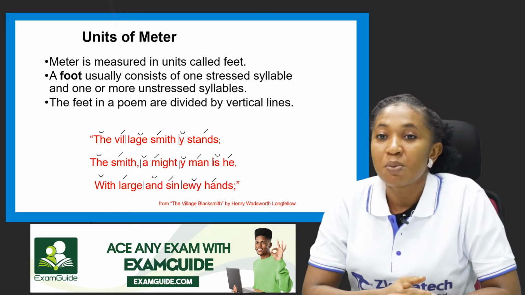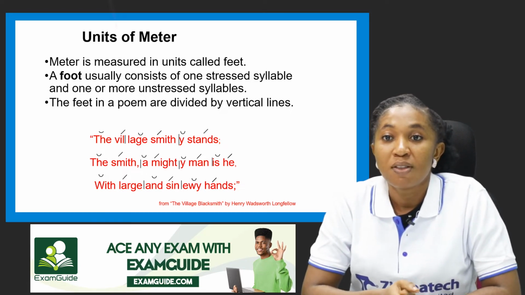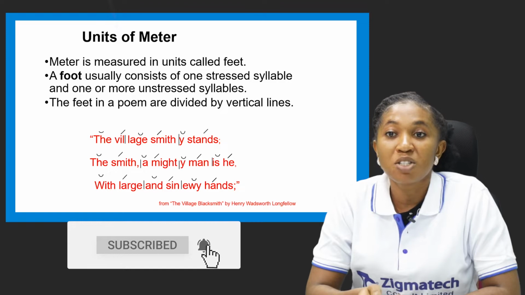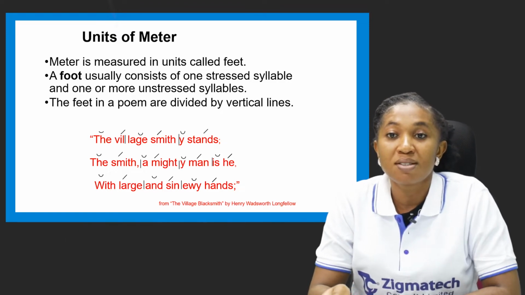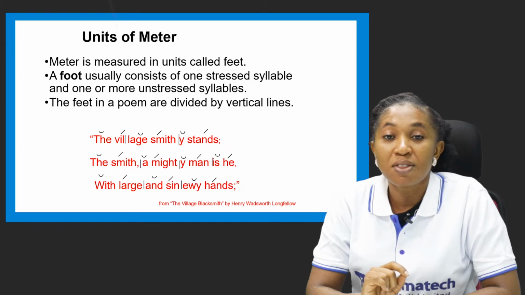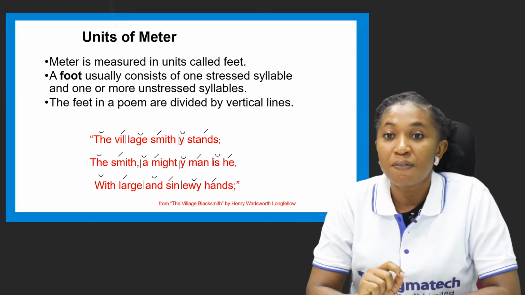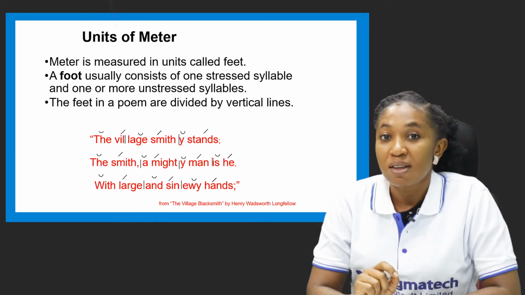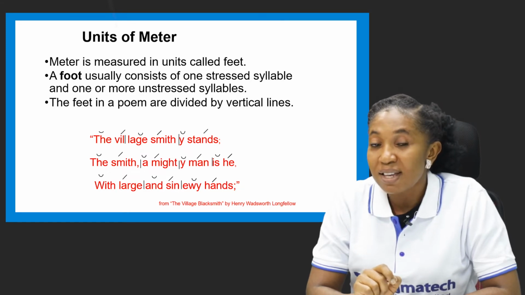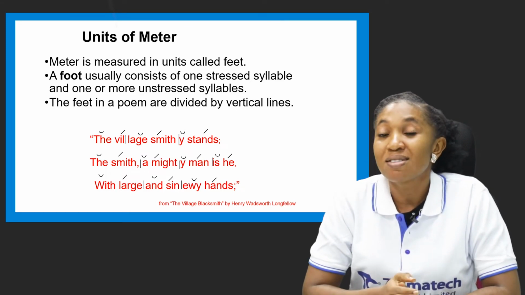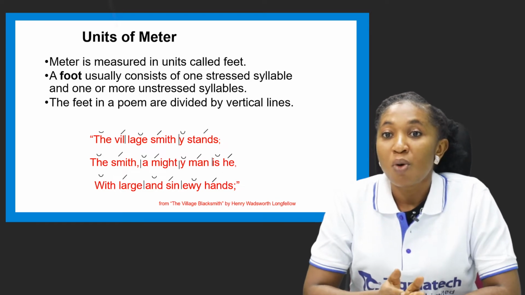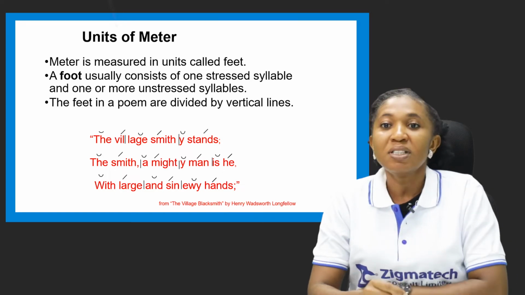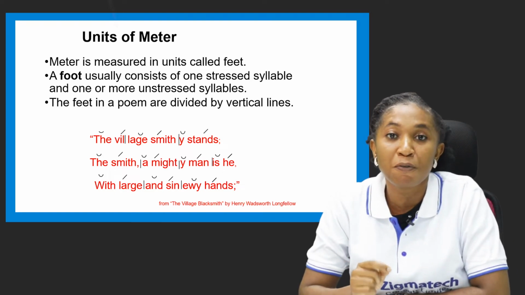So let's look at this example here. It says, the village smithy stands. You'll notice that in this line, the is unstressed. Vil is stressed. Lage is unstressed. Smith is stressed. The y in smithy is unstressed. And then stands is stressed. So this pattern gives us a rhythm. Now, how do we measure, how do we call a foot or feet?